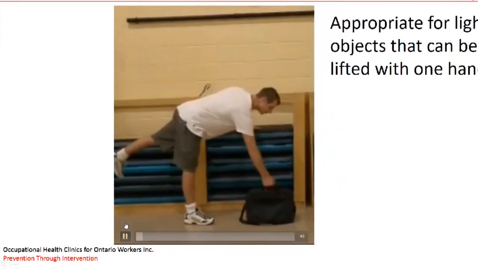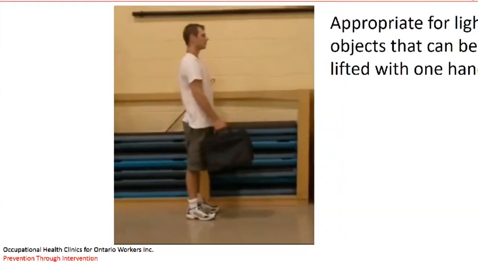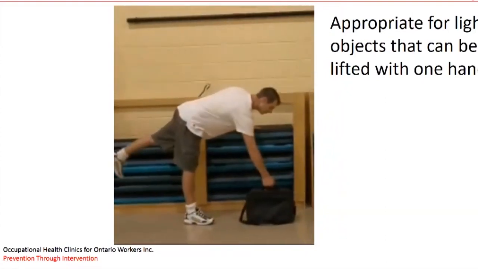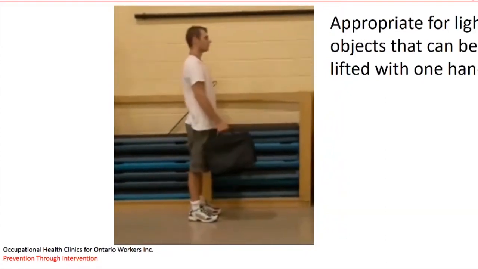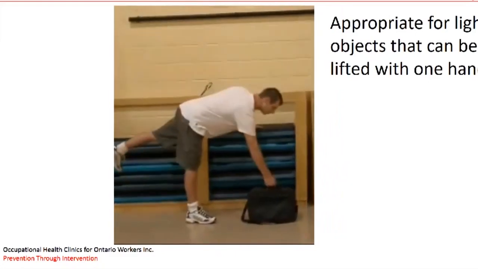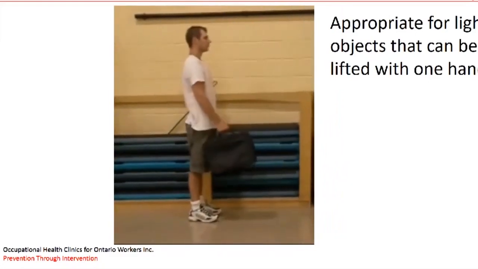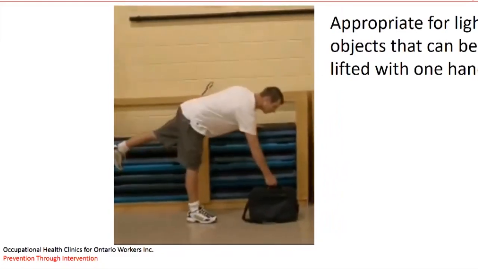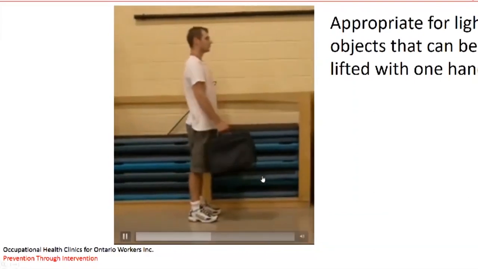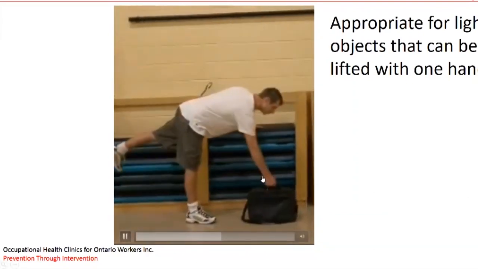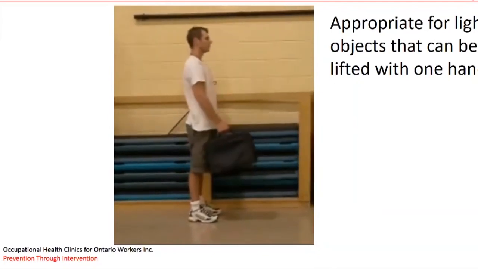The golfer's lift is appropriate for light objects that can be lifted with one hand. Place the hand near the edge of a fixed surface if possible to support your upper body during the lift. Keep your back straight and raise one leg as you lean down to pick up the object. The weight of your leg will counterbalance the weight of your upper body.